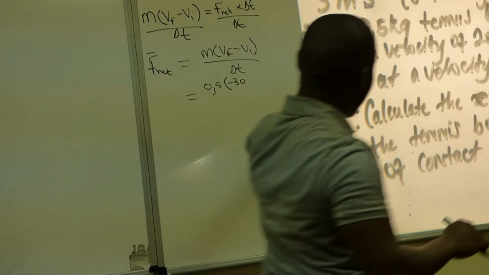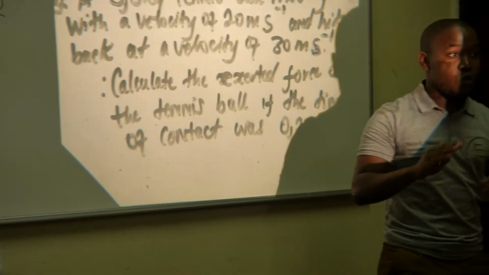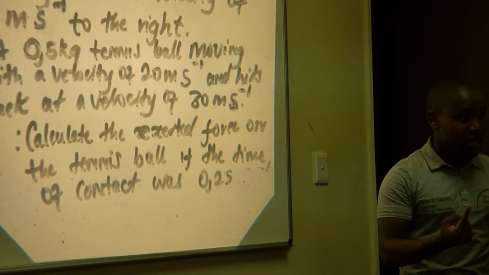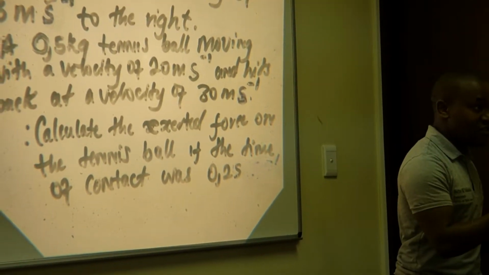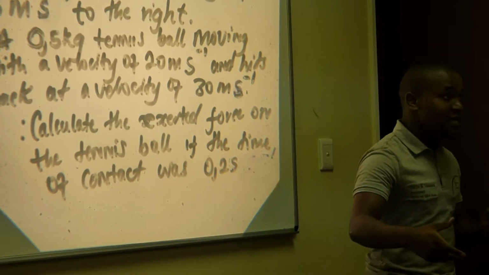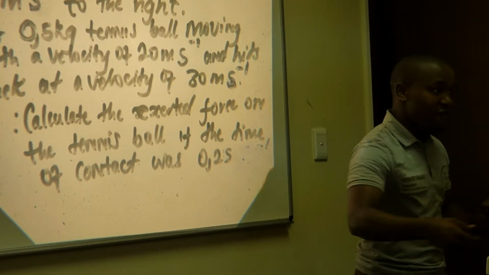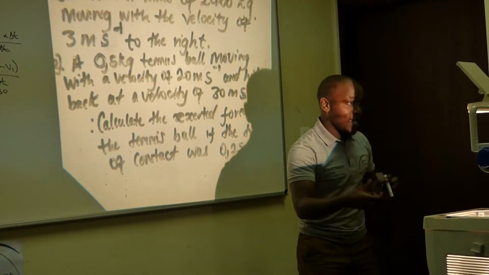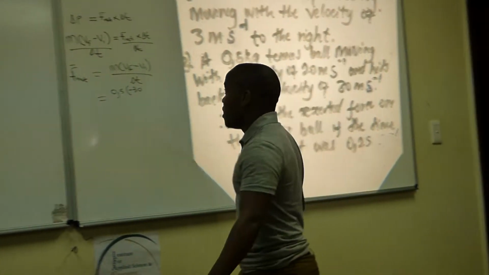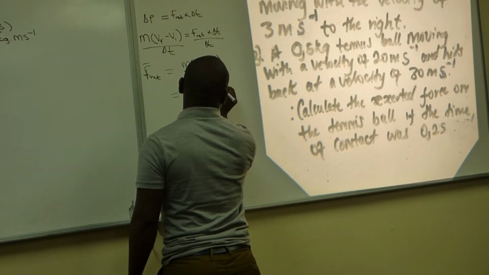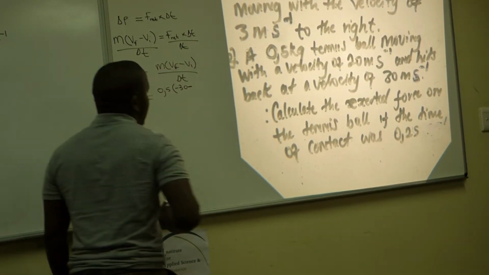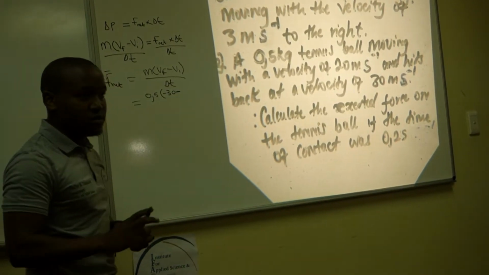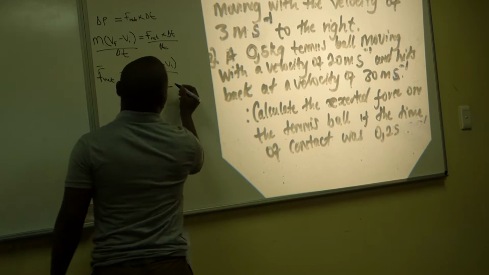Look, the ball is going towards the wall with a velocity of 20 meters per second. It hits back with a velocity of 30 meters per second. We are saying towards is positive, away from the wall is negative. So the velocity final is away from the wall, so the velocity will be negative. That is why we have negative 30 there. So I'm going to have minus here. This minus comes from this 20. So I have minus 20 there.